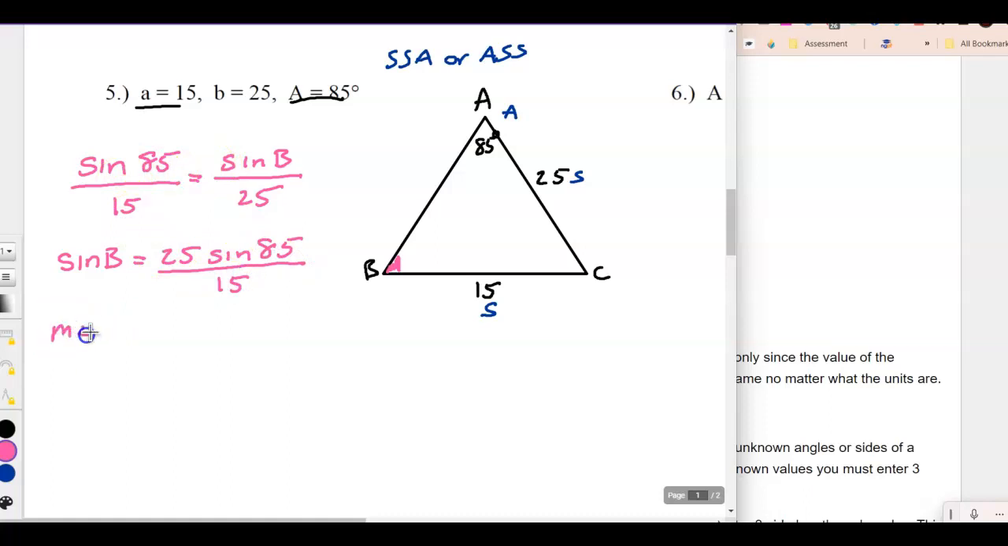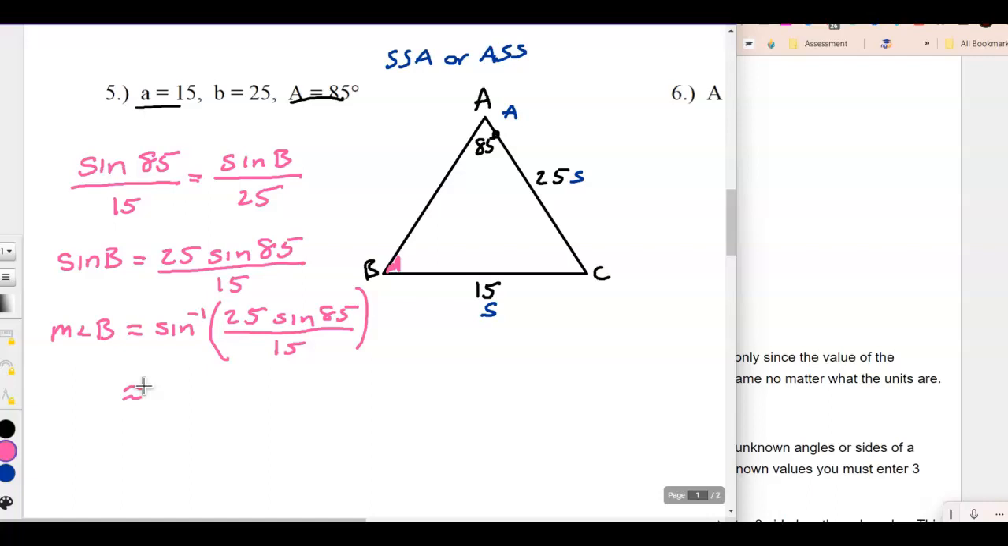Which means the measure of angle B, so my answer is an angle, I know I have to use arcsine of this whole thing. Technically, we're taking the arcsine of both sides, and the arcsine and sine cancel out, and then we have it on the right side only. All over 15. So it's going to be approximately equal to this whole thing. So we got arcsine fraction 25 sine 85 on top with 15 on the bottom.